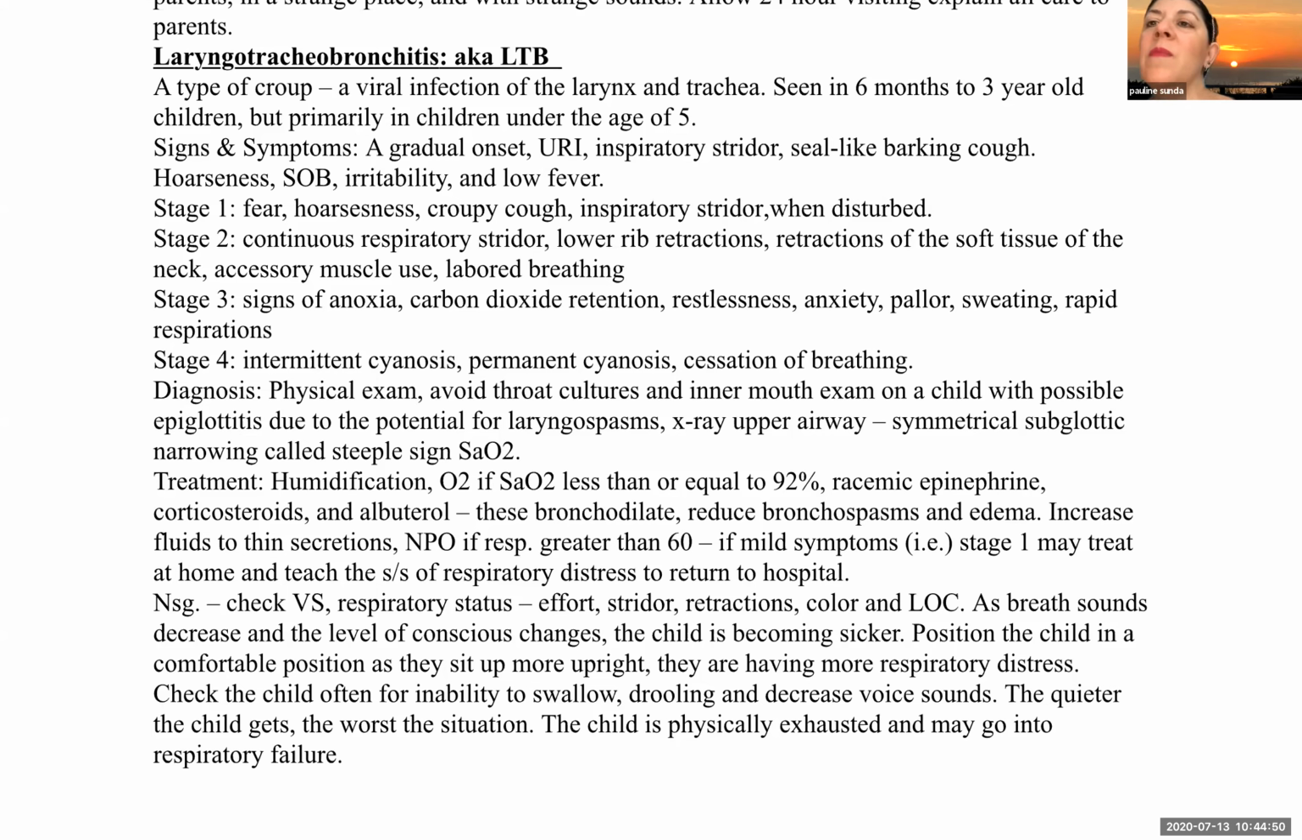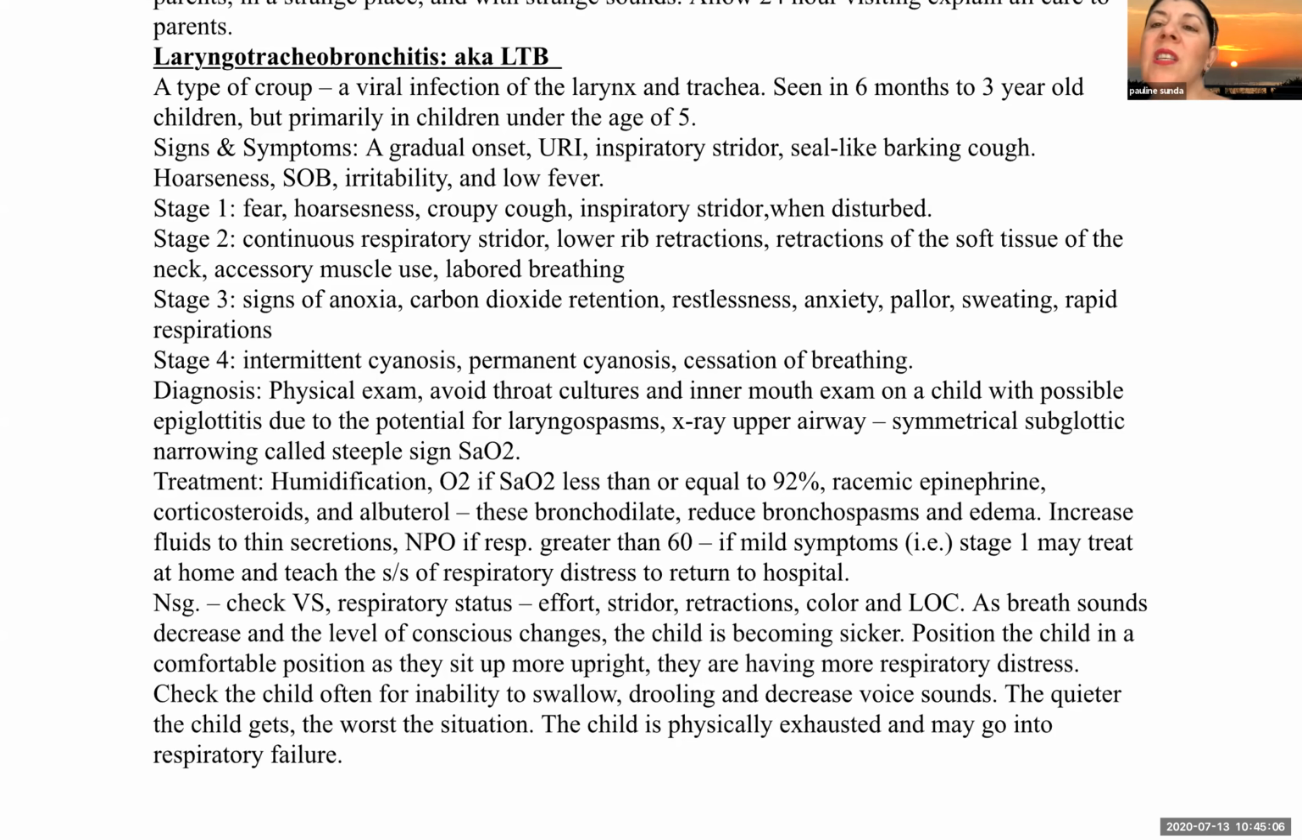They have the signs and symptoms of an upper respiratory infection, and then they develop an inspiratory stridor, sort of like a seal-like barking cough. They can have hoarseness, shortness of breath, irritability, and a low fever. This can develop in 4 stages.